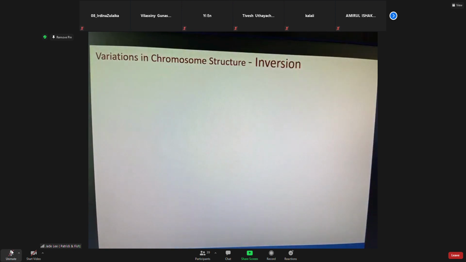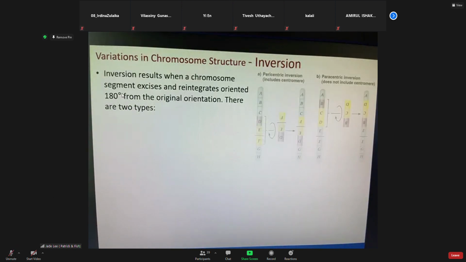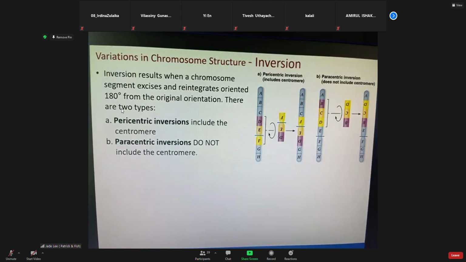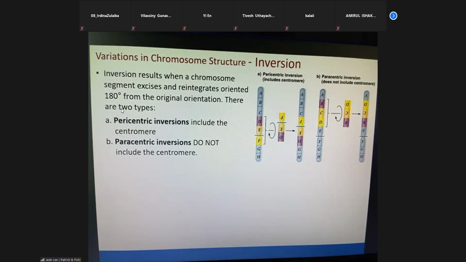Okay, doctor. How about inversion? Inversion is the result when a chromosome segment excises and reintegrates at a 180 degree orientation from the original orientation. There are two types. One is the pericentric inversion, which includes the centromere. Another one is the paracentric inversion, which does not include the centromere.